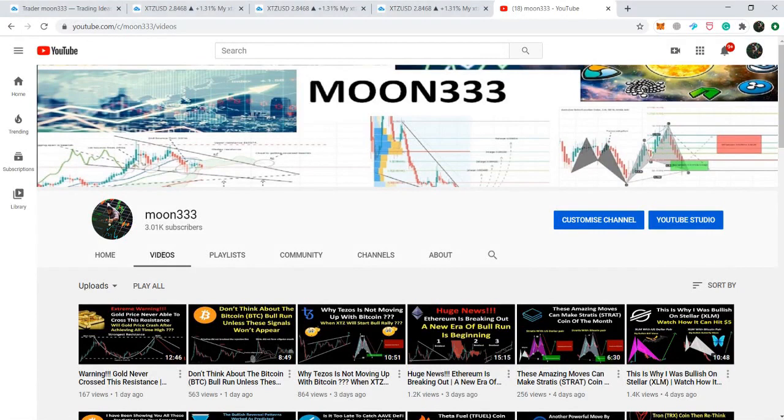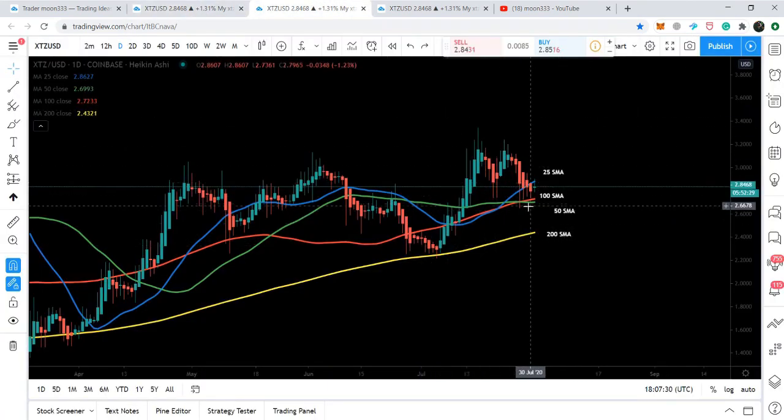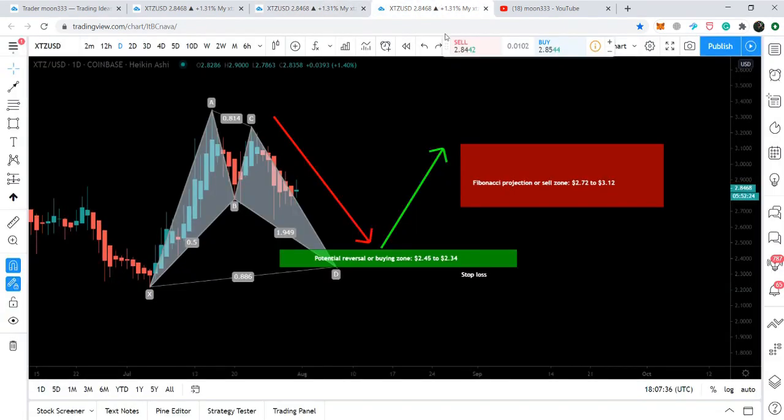Hope you're well and welcome to the new update on XTZ coin. As in my previous video, we have seen that XTZ is moving in this wedge pattern and it was also moving above this 100 simple moving average, and we were expecting the death cross between the 50 and the 100 simple moving averages as well, and we were also expecting the completion of the final leg of this bullish bat pattern. So in today's video, we will discuss this.